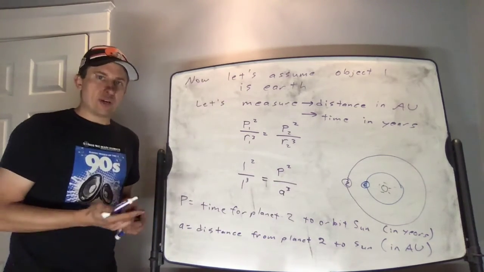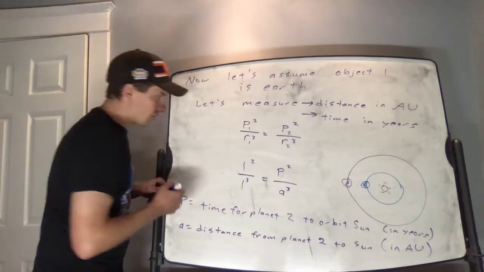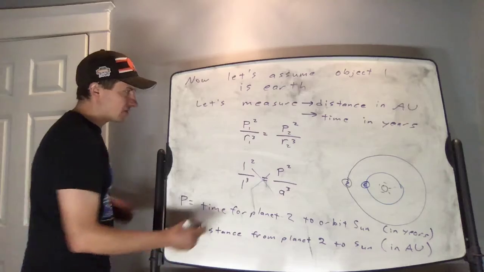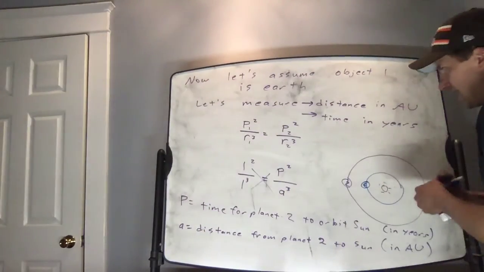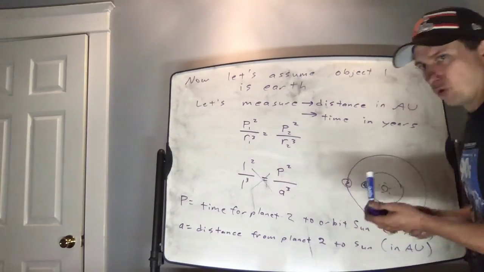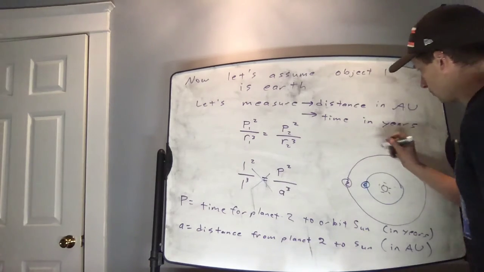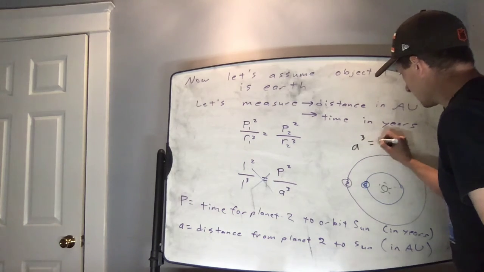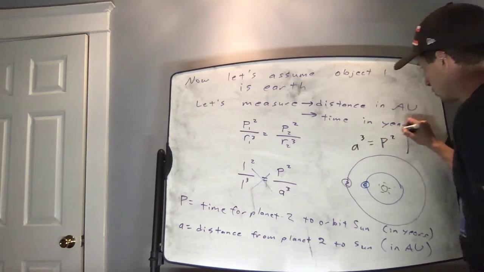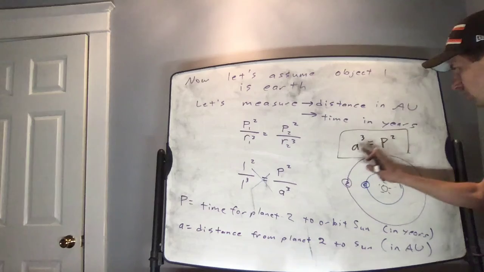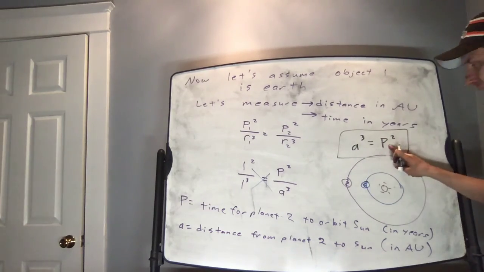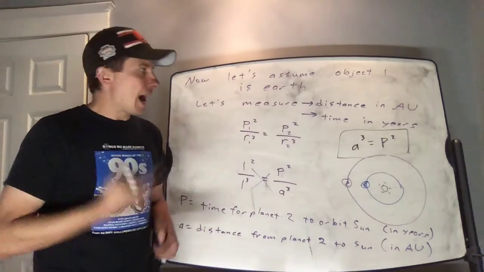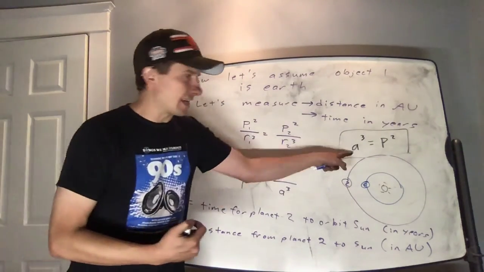All that's left to do is to cross multiply these two terms. So P squared times 1 cubed will give me P squared, and A cubed times 1 will give me A cubed. So what I'm left with then is A cubed is equal to P squared. So as long as I am measuring A in astronomical units and P, the amount of time for a planet to orbit the sun, in years, I can relate these two quantities by Kepler's third law.